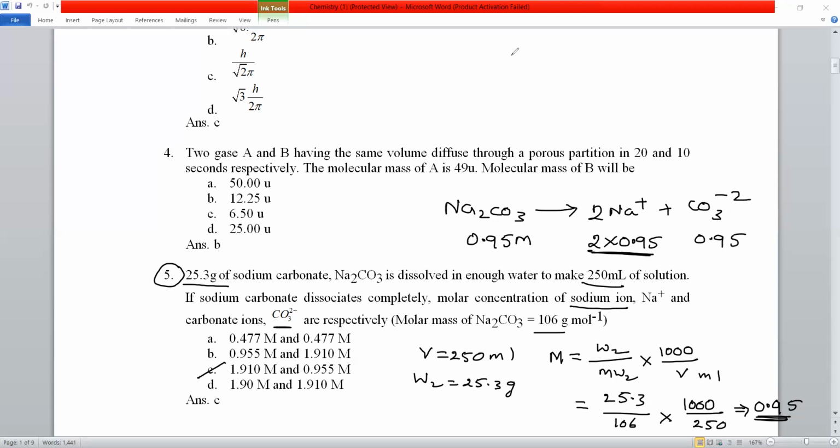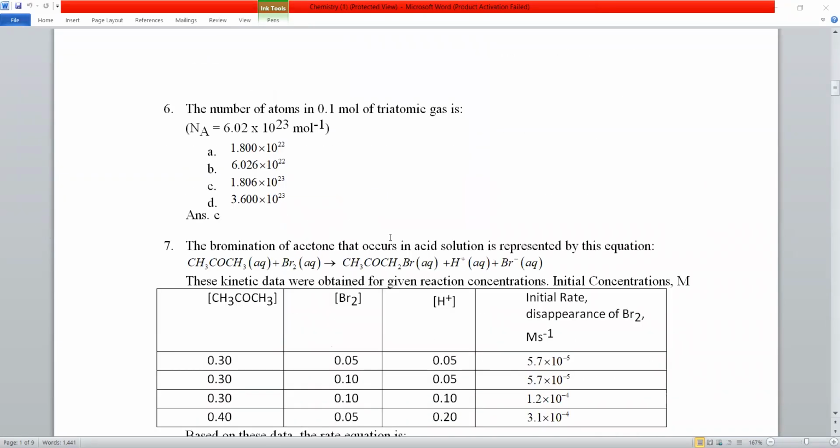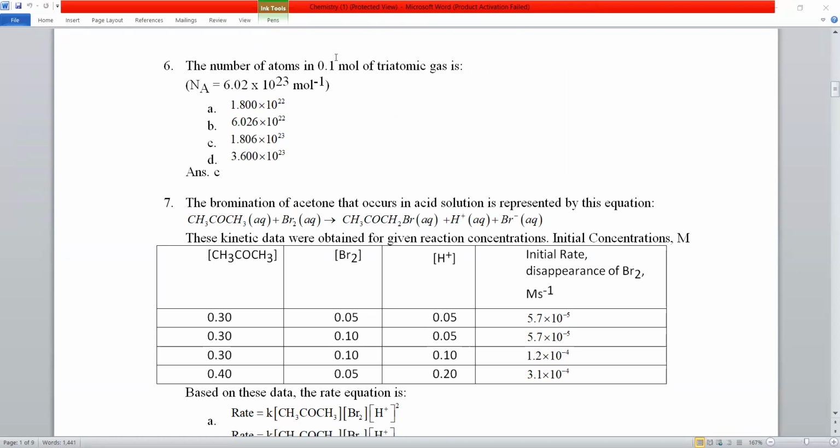Okay, next question number 6. The number of atoms in 0.1 mole of a triatomic gas. So we are asking the number of atoms. Number of atoms equals n into NA, right? n is the number of moles, 0.1 mole. 0.1 mole into 6.022 into 10 to the power of 23 is the number of molecules in this.